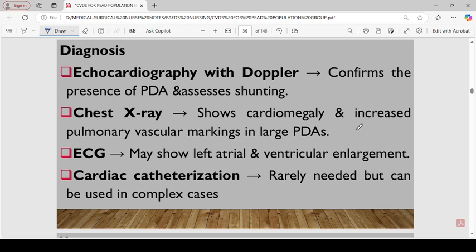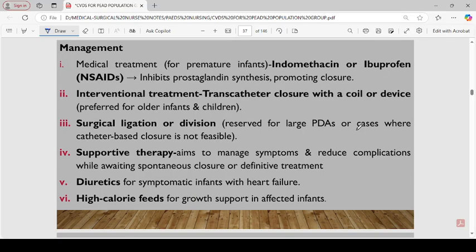We can diagnose these conditions by echocardiography with Doppler, which confirms the presence of PDA and assesses shunting; chest X-ray, which shows cardiomegaly and increased pulmonary vascular markings in large PDAs; ECG, which may show left atrial and ventricular enlargement; and cardiac catheterization, which is rarely needed but can be used in complex cases.